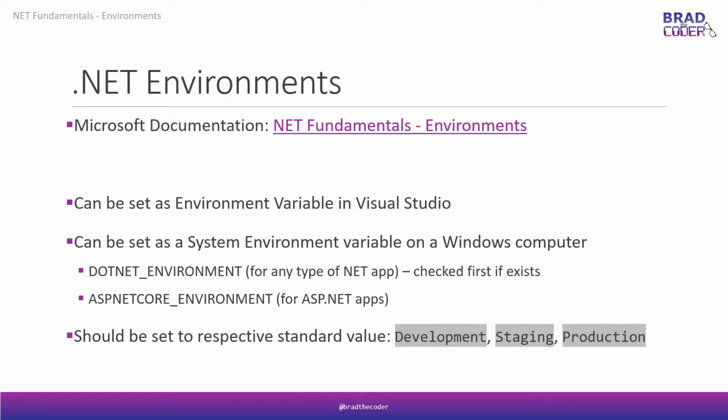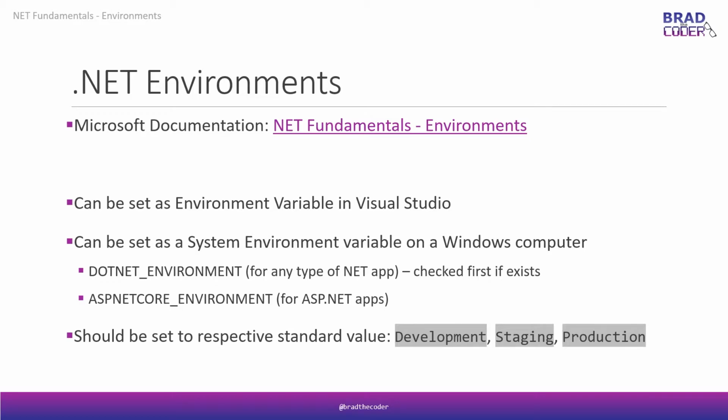And with that said, how do you set that environment, right? If you're in Visual Studio, you can easily set that with an environment parameter in Visual Studio, and we'll look at that in our exercise. Also, if you're going to be a system administrator and setting this at the server level, you can set this up as a system environment variable on a Windows computer, either DOTNET_ENVIRONMENT if you're running any type of .NET app, or if you're just running ASP.NET apps, you'll want to use ASPNETCORE_ENVIRONMENT. And like we talked about before, the native ones are going to be development, staging, and production. And you'll see why here in just a moment when we look at a little bit of code. However, you can still have your own custom environment name.